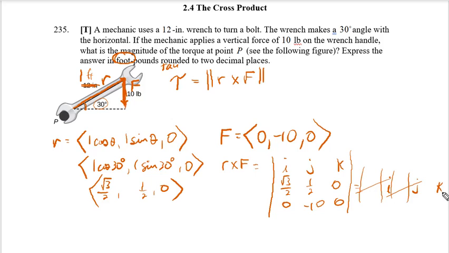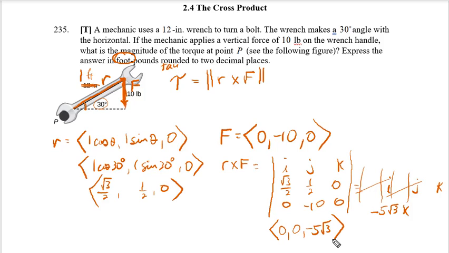For the K component, we cross out the column and the row where the K is. We get square root of 3 over 2, 1/2, 0, negative 10. Well, the 1/2 and the 0 is just a 0, so we end up with square root of 3 over 2 times negative 10, which comes out to be a negative 5 square root of 3. So the vector r cross f is actually 0, 0, and negative 5 square root of 3.